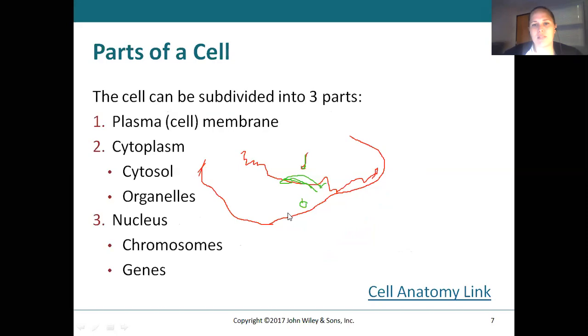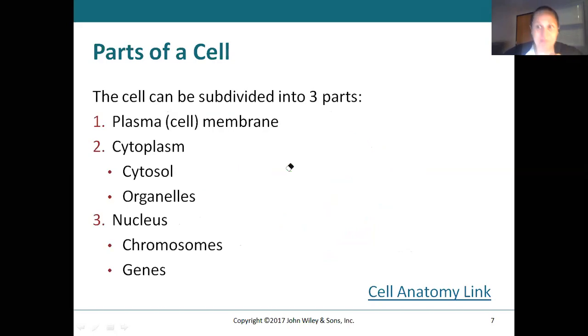Okay, so the parts of the cell can be divided into three parts. First of all, your plasma membrane, which is encompassing all of the outside of the cell. It's a phospholipid bilayer, bilayer meaning there's two phospholipids, and we'll look at that structure in the next slide. So that encompasses and keeps in everything on the inside.